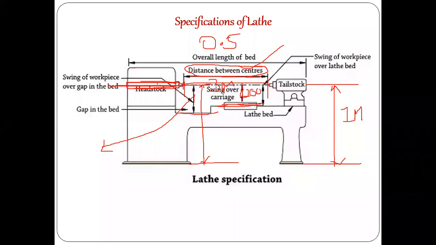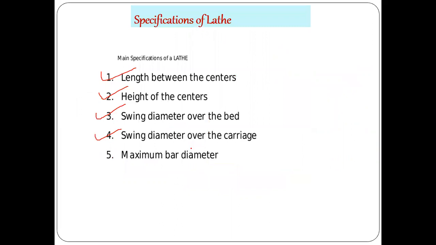Even if the length of the rod is more than the distance between centers, you can still machine it. You can keep it in this and hold it at this particular point using a face plate or maybe chucks, and you can start rotating. So this is also one of the important specifications, size of the spindle. So these are the five specifications which are very important for the lathe.